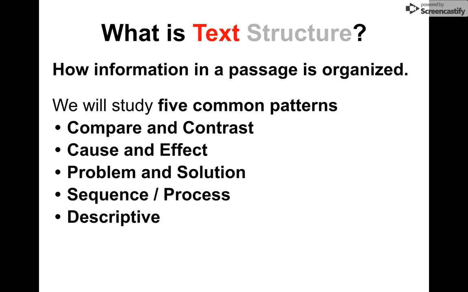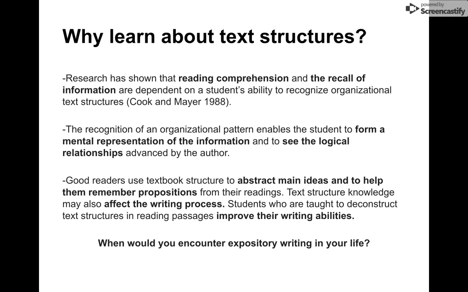So the 5 that we're going to look at are compare and contrast, cause and effect, problem and solution, sequence or process, which is also known as chronological, and descriptive. So these are the 5 most common expository text structures for organizing your information. These are just some general facts, some research that helps to prove why it's important to learn about text structures. Really the big thing is that it helps you organize information. So it helps you better explain a topic because you're organizing it in a way that's easy for someone else to understand.